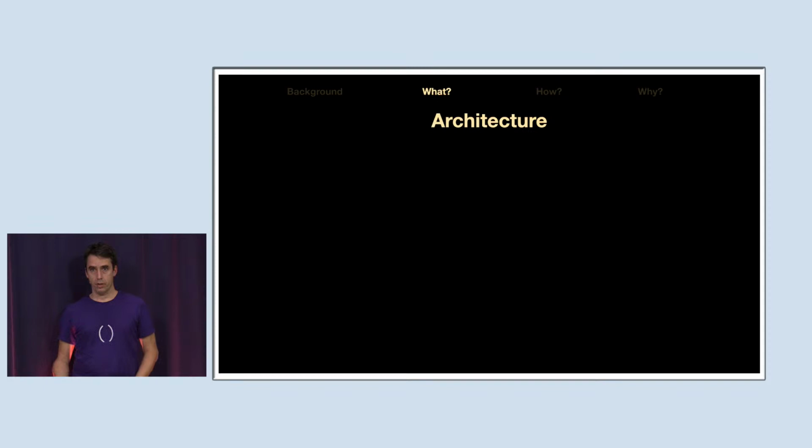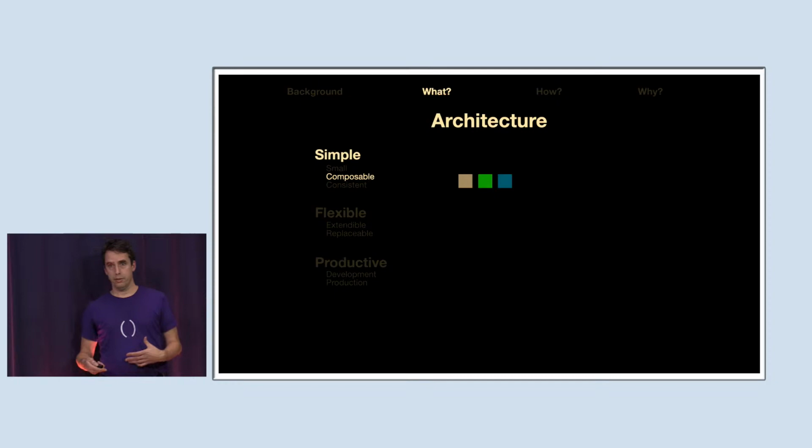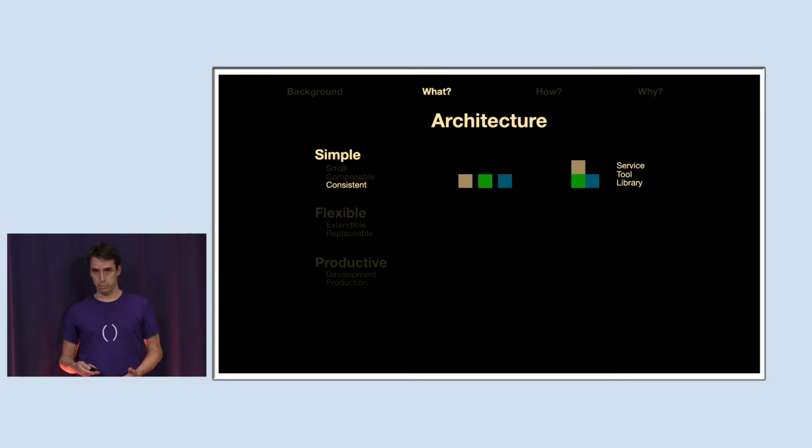So what is Polylith? Polylith is a software architecture, mostly for the backend. It's simple, flexible, and it makes you productive. And it consists of small building blocks that are easy to combine and compose into services, tools, and libraries. And it also helps you keep your code base consistent, because we have only one of each building block, so we don't add any code duplication to our code.